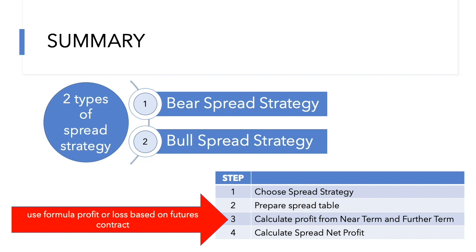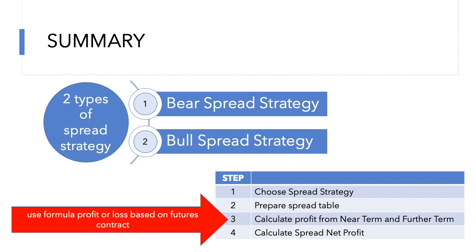153,728 ringgit. As a summary, to recap, for spread strategy in the futures market, for intermonth spread, we have two types of strategy. The first one is the bear spread strategy and the second one is the bull spread strategy. You need to choose your spread strategy based on your market expectation. If you expect a bearish market, then you must use the bear spread strategy. If you expect a bullish trend, you need to use the bull spread strategy.